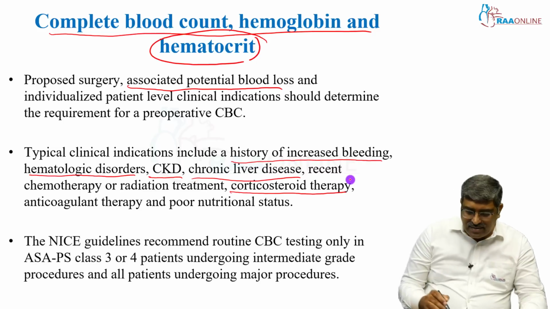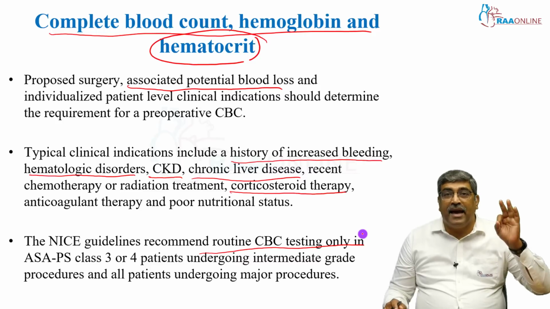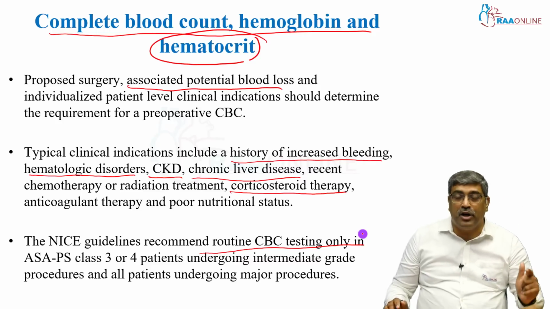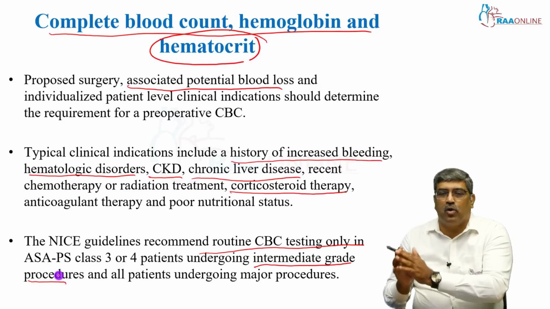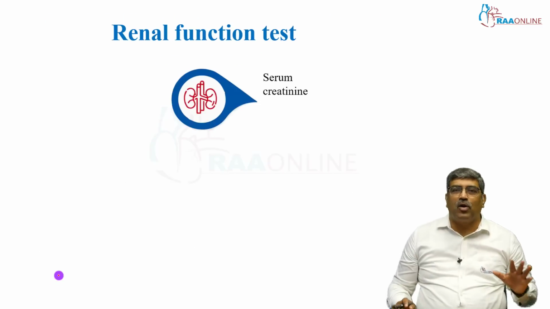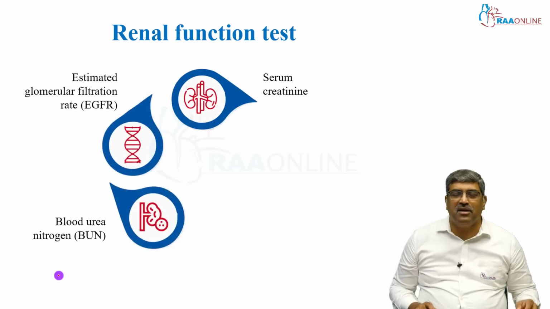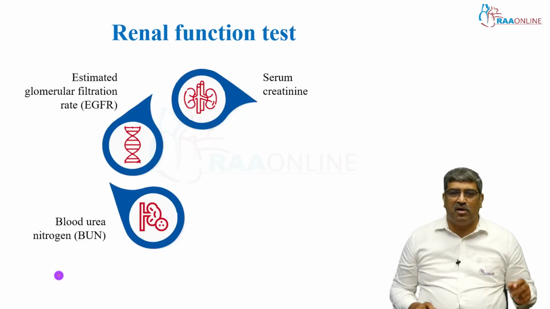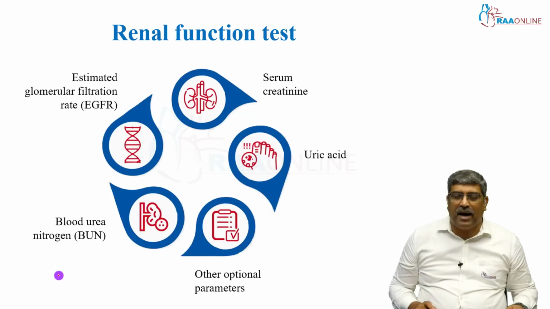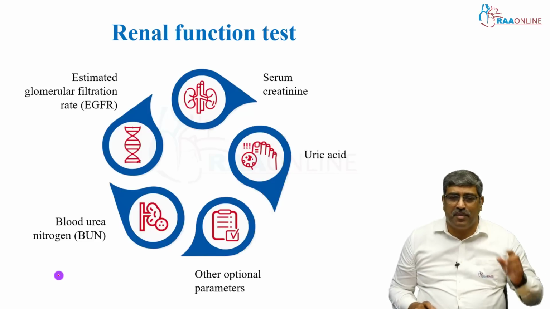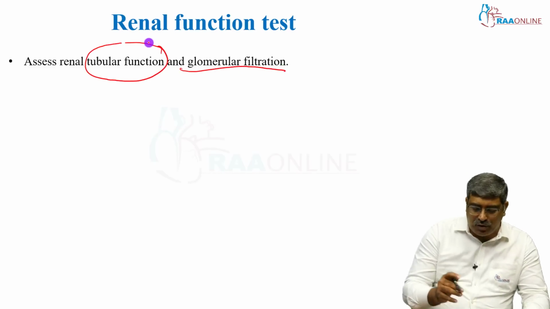The NICE guidelines recommend routine CBC testing in ASA physical status 3 or 4 undergoing intermediate grade procedure and all patients undergoing major procedure. Now, coming to renal function test, this includes serum creatinine, blood urea nitrogen, your estimated glomerular filtration rate, uric acid and other optional parameters like your urine analysis or other tubular function parameters. This renal function test assesses glomerular filtration as well as tubular function.